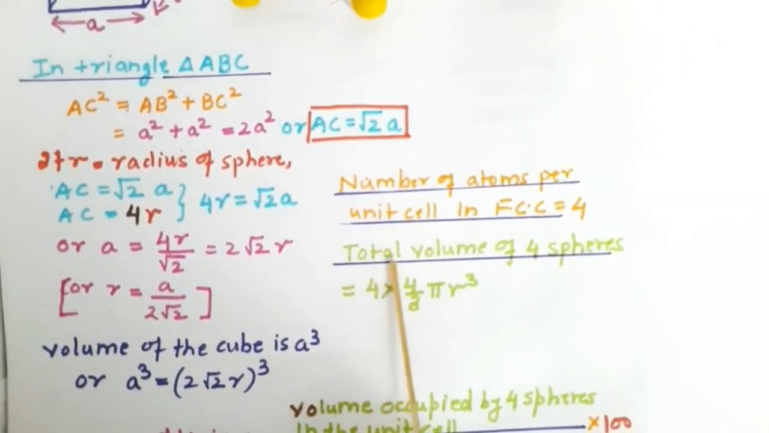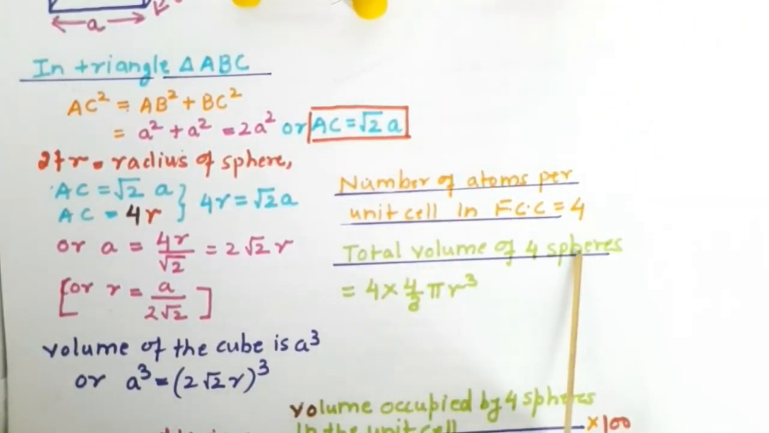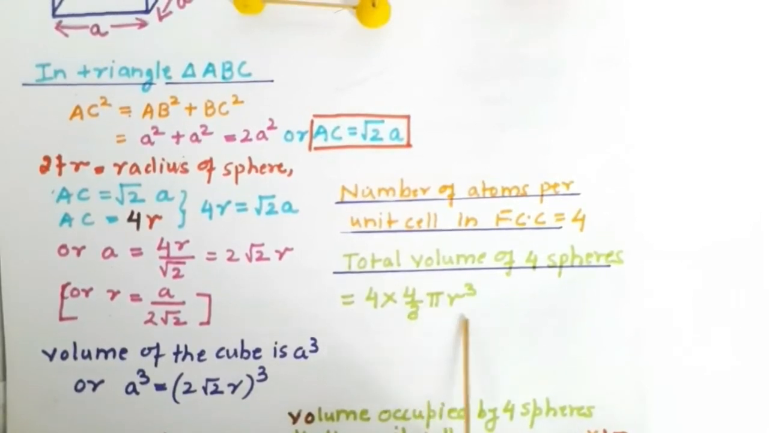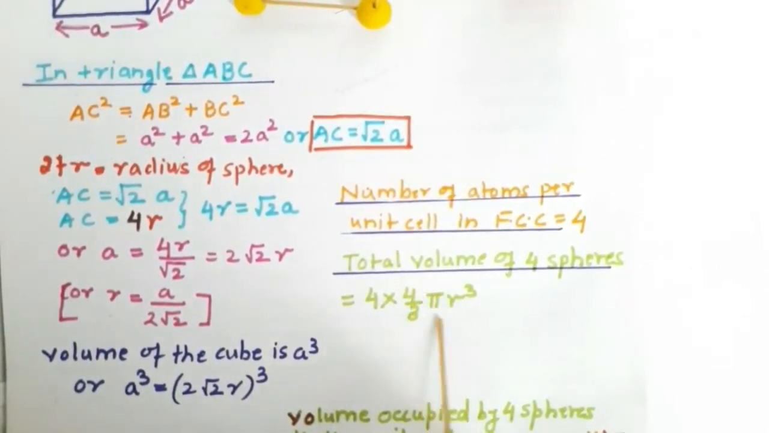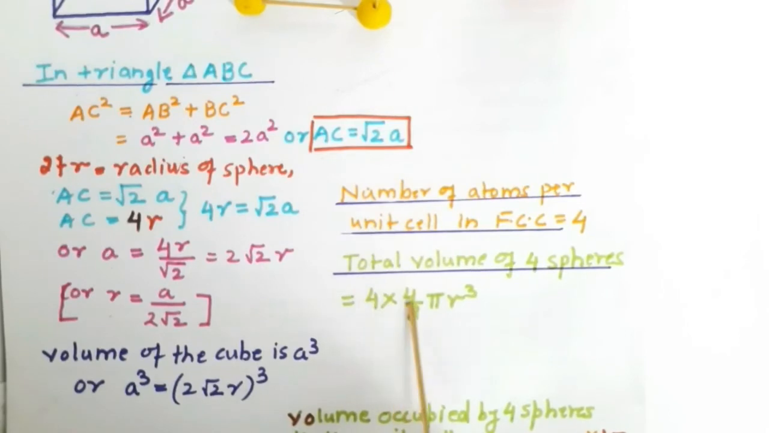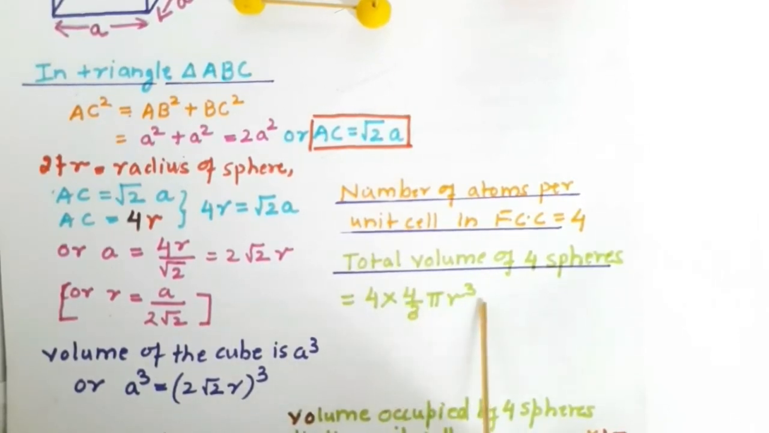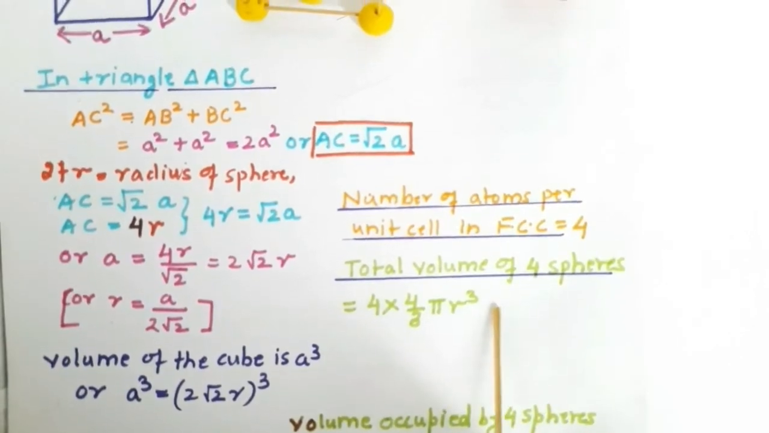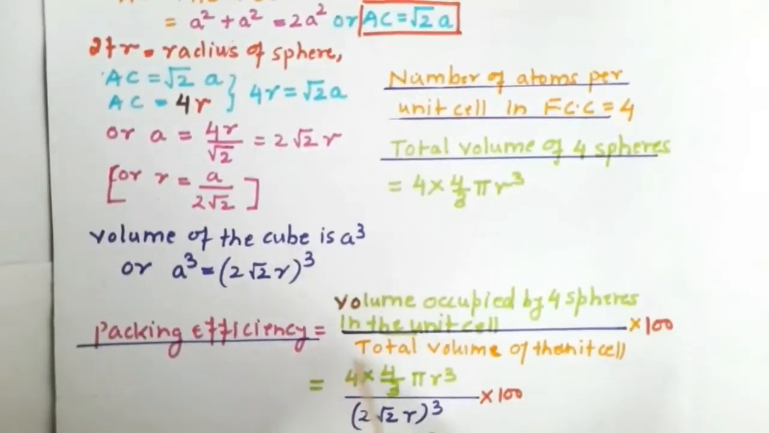Now let us calculate the volume occupied by the 4 spheres per unit cell. Volume occupied by the 4 spheres per unit cell will be equal to 4 multiplied by 4 by 3 pi r cube, where 4 by 3 pi r cube is the volume of a sphere, where r represents the radius of the sphere. So total volume will be 4 multiplied by 4 by 3 pi r cube, that is the volume occupied by the 4 spheres present per unit cell. Let us calculate the packing efficiency.